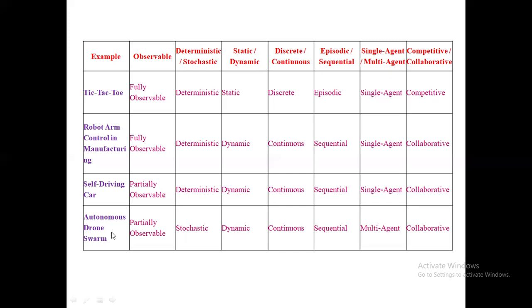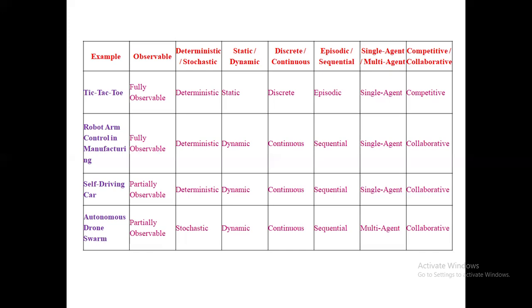So the final example, as there are many more examples, we are going to stop with this. Autonomous drone swarm. Autonomous drone swarms operate in a partially observable, stochastic, and dynamic environment. Not all drones have full visibility of their surroundings, and randomness may arise from external factors like wind or obstacles.